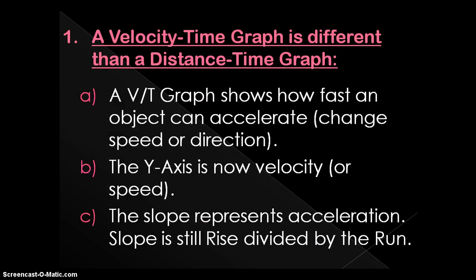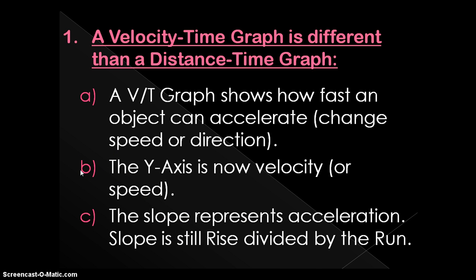Alright, let's continue. Number 1, a velocity time graph is different from a distance time graph. There are at least 3 differences. The first one, A, states that a velocity time graph, or VT graph here, shows how fast an object can accelerate, which means it can change speed or direction. A distance time graph just shows you how fast it moves, right?